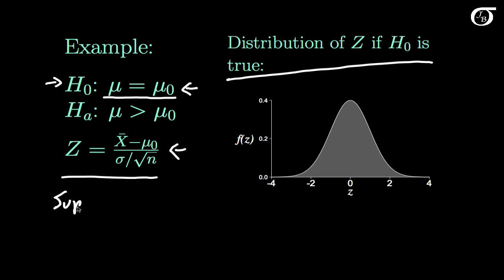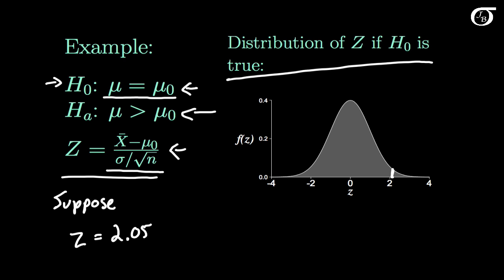Suppose, for the sake of illustration, that we get a sample and we find that the value of the test statistic is 2.05. 2.05 is right about here on the curve. In this case, our alternative hypothesis is that the population mean is greater than the hypothesized value. And so large values of this test statistic are going to give us evidence against the null hypothesis. The farther out in the right tail that this test statistic is, the greater the evidence against the null hypothesis.